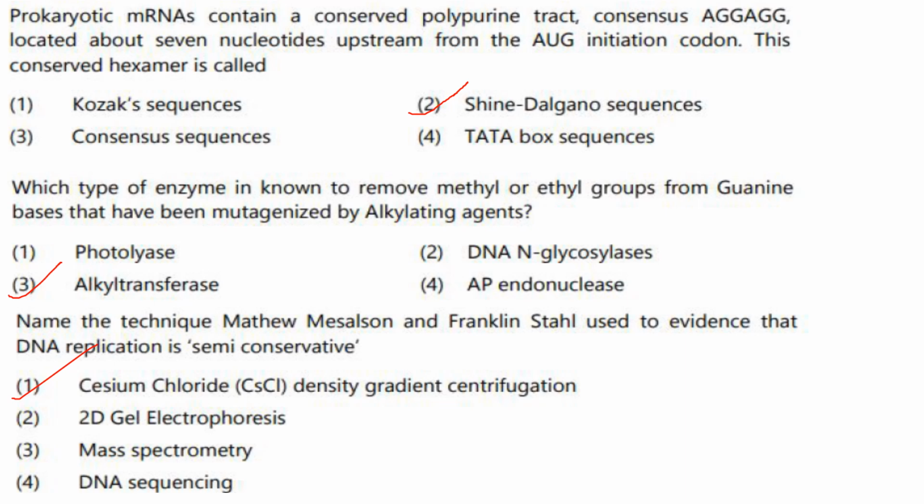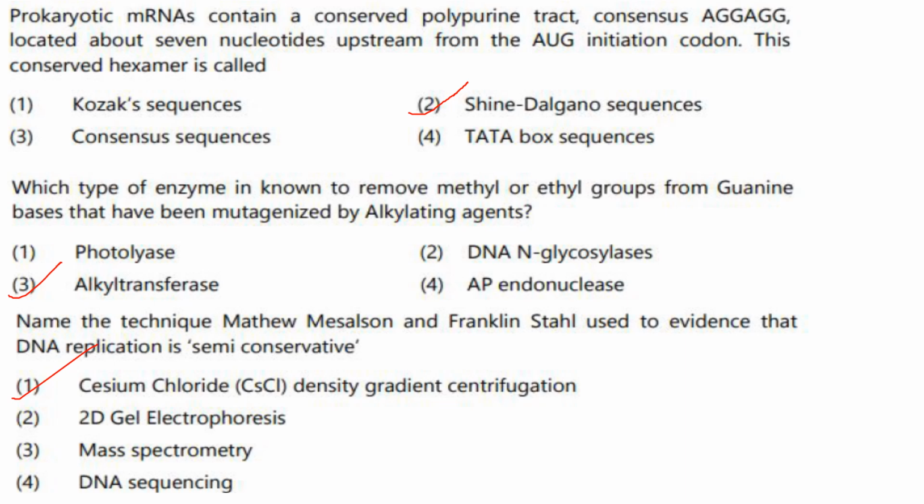I'll repeat, O6-alkylguanine DNA alkyltransferase or AGT. Okay. So here they have not given the full name, they have given just alkyltransferase. So your answer here is option 3, that is alkyltransferase. And this AGT is also known as O6-methylguanine DNA methyltransferase or MGMT.